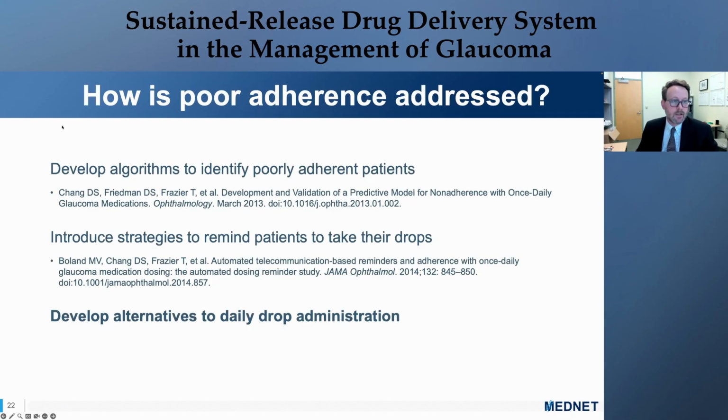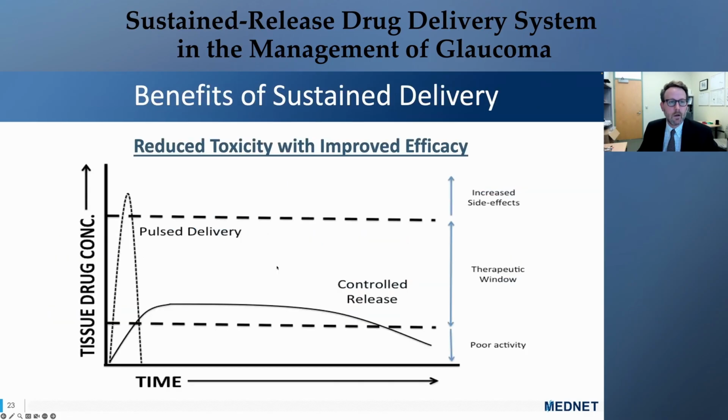So we can address this in different ways. How can we address poor adherence? Well, we can develop algorithms to identify our poorly adherent patients so we can counsel them further. And we can introduce strategies to remind patients to take their drops. That's been shown to work. But another way to address poor adherence is to develop alternatives to daily drop administration. And this is where we segue into the benefits of sustained delivery.